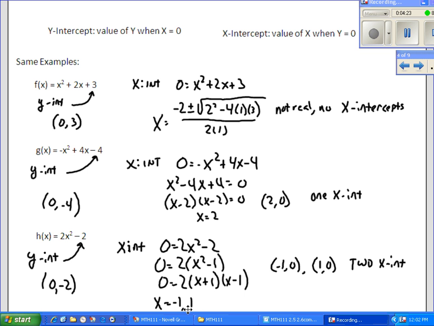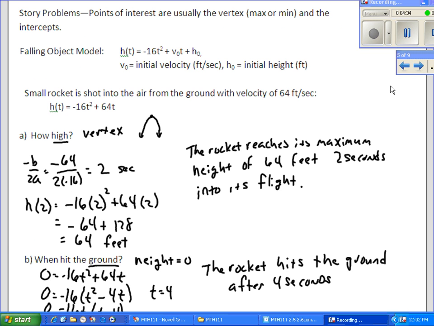Solving, we get two x-intercepts, (-1, 0) and (1, 0). And we could easily check all of this with a graphing calculator, something I probably should have done. I hope I haven't made any silly arithmetic mistakes. And then just a couple quick story problems.